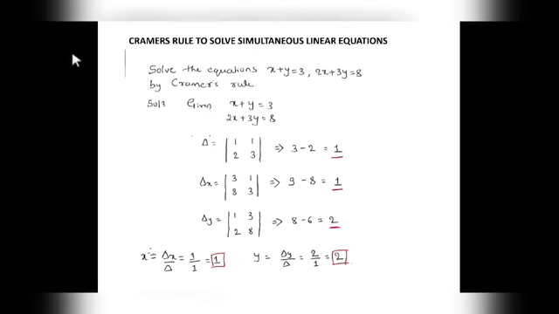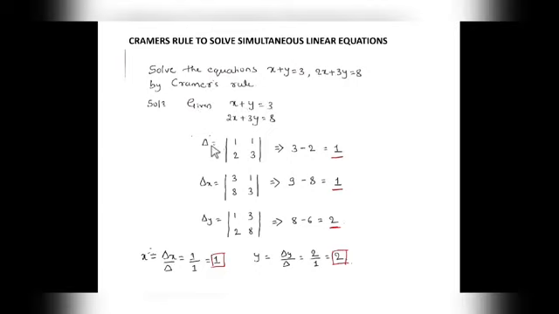Now we'll move on to the next part, that is Cramer's rule to solve simultaneous linear equations. Now we have one example here. Solve the equations x plus y is equal to 3, 2x plus 3y is equal to 8 by Cramer's rule. Now, how to solve these two simultaneous linear equations? They are given these two equations.